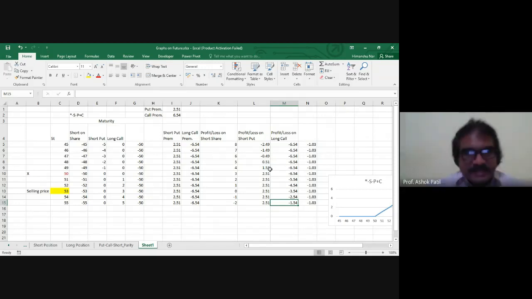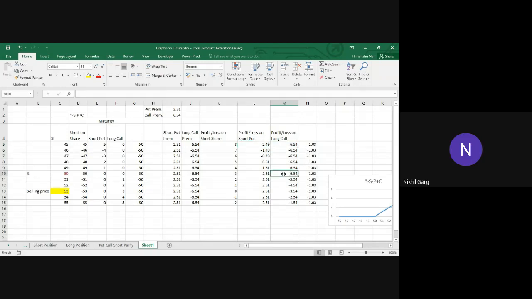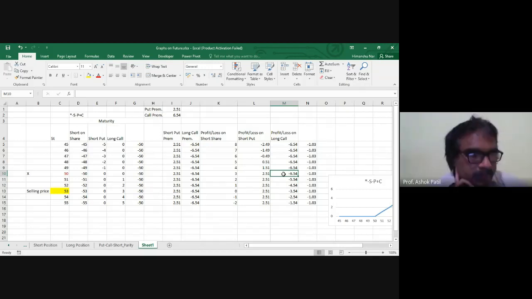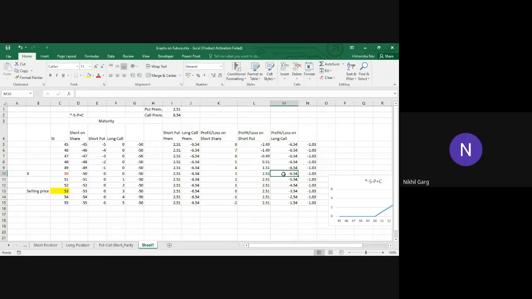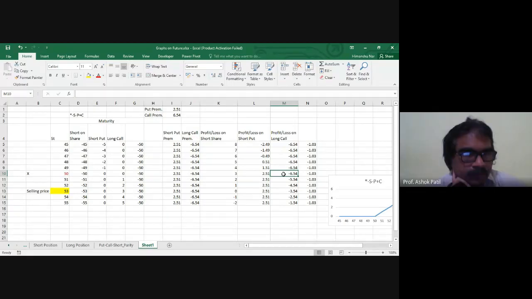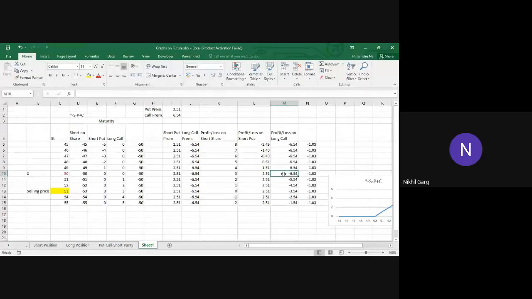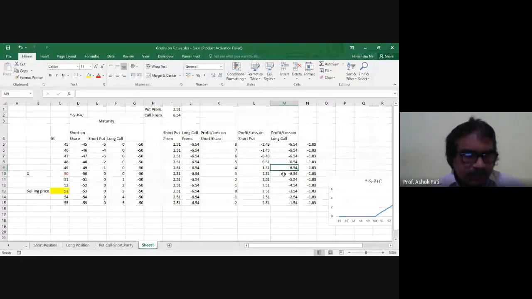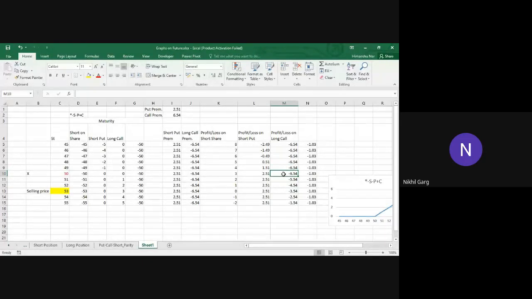Exactly, why are we doing this? Because we have made a contract at 50 rupees, so that we can't make a loss. So we underline a contract of 50 rupees. Correct. So we don't make the loss. That's why we are doing this, minus S minus P plus C. And after that we are making a loss of minus 1.03 rupees.